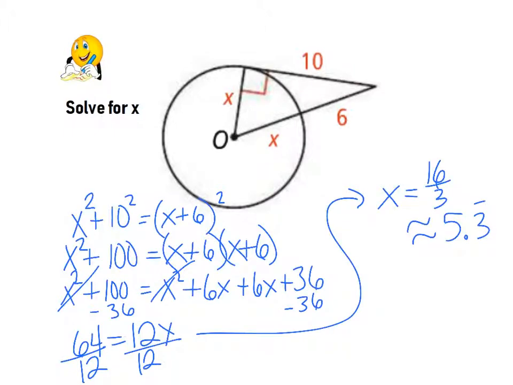All right, here's what I got. Hopefully you got the same thing. As an exact answer, 16/3. If you round it off, it's 5.3. Let's keep going.